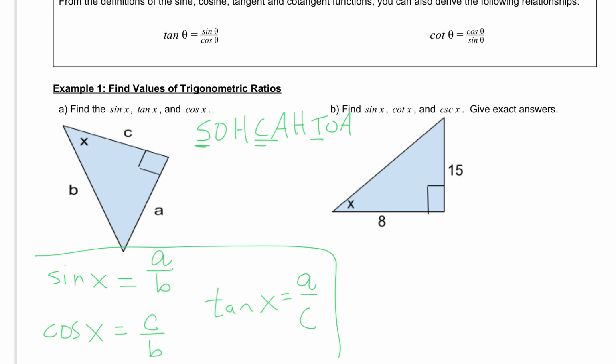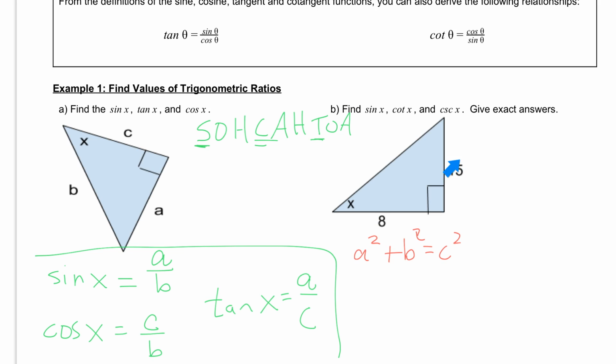Let's take a look at letter B. Letter B is using numbers instead of all variables. One thing you have to note here is that we only have 2 of the 3 sides. So I want you to think back to geometry, to the Pythagorean theorem. The Pythagorean theorem relates the sides of a right triangle, and it says that a squared plus b squared is equal to c squared, where a and b are the legs and c is the hypotenuse. So we can use this formula in order to find our missing side length.